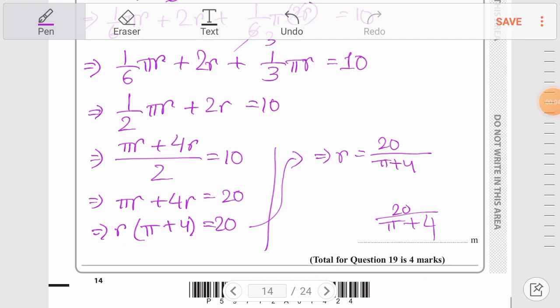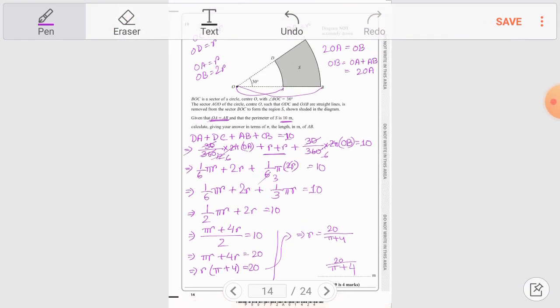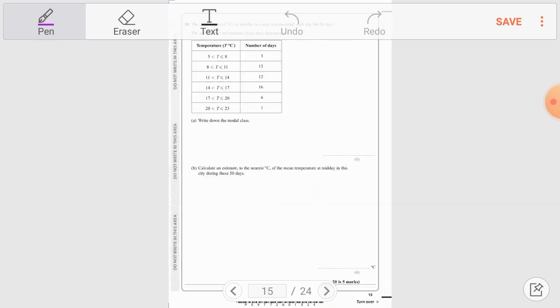So that was the end of question number 19. I hope that was clear. Moving to question number 20.